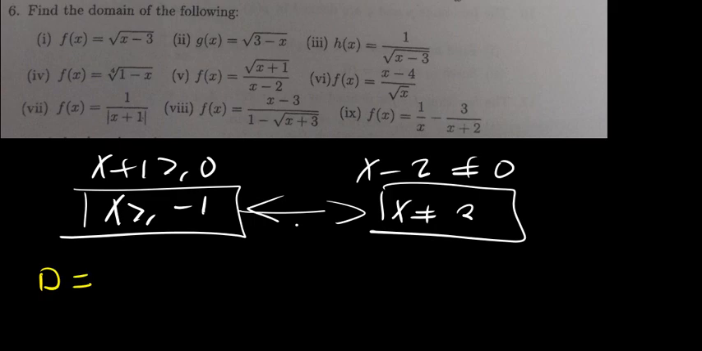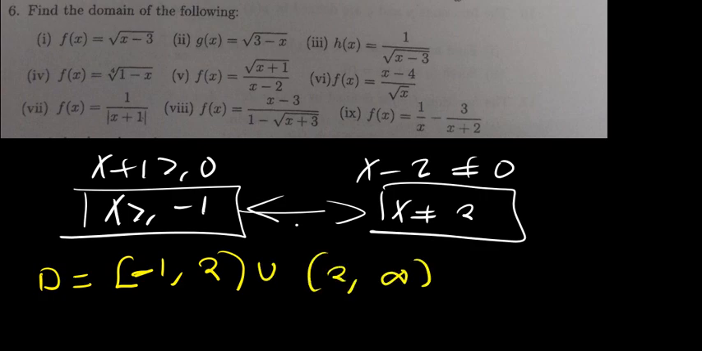The numbers of x should start from negative 1 going to positive infinity. But as you are going to positive infinity, excluding positive 2 only, meaning that I can start from negative 1, which is included, all the way to 2, but 2 should not be part of it. Union, again, 2 should not be part of it, to positive infinity, like that.